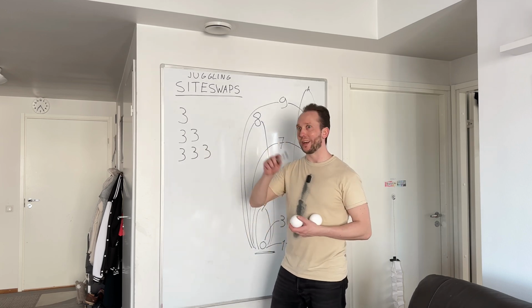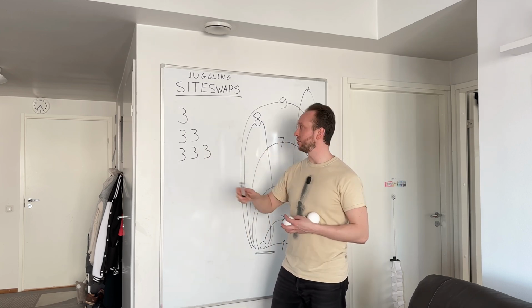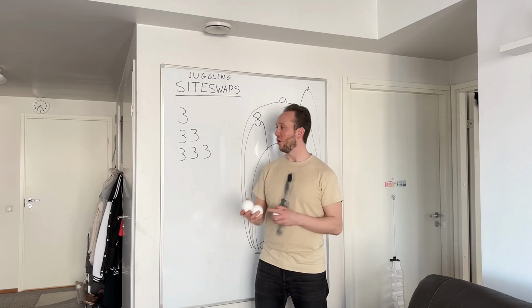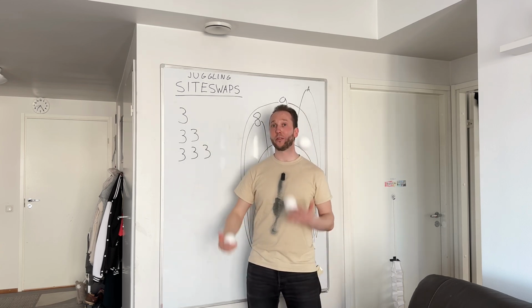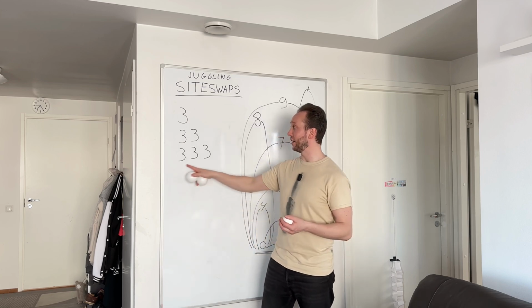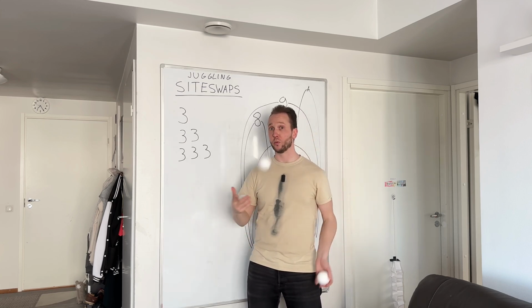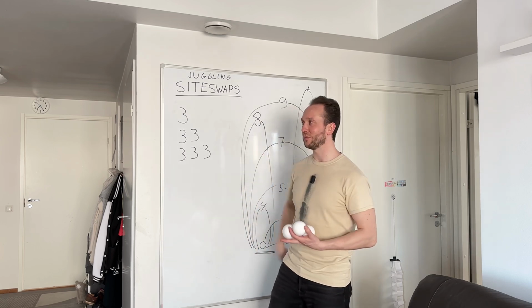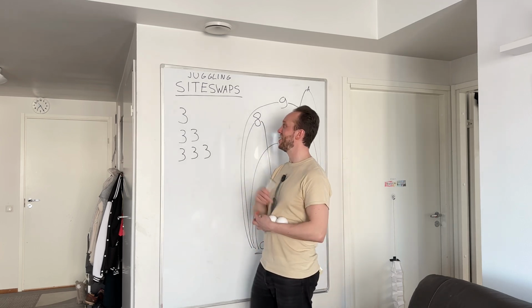Unless you do only 2 rounds. Only 2 rounds of this is 1, 2. Only 2 rounds of this is 1, 2, 3, 4. And here 2 rounds is 6 throws: 1, 2, 3, 4, 5, 6. Okay. Again, it doesn't make that much sense.